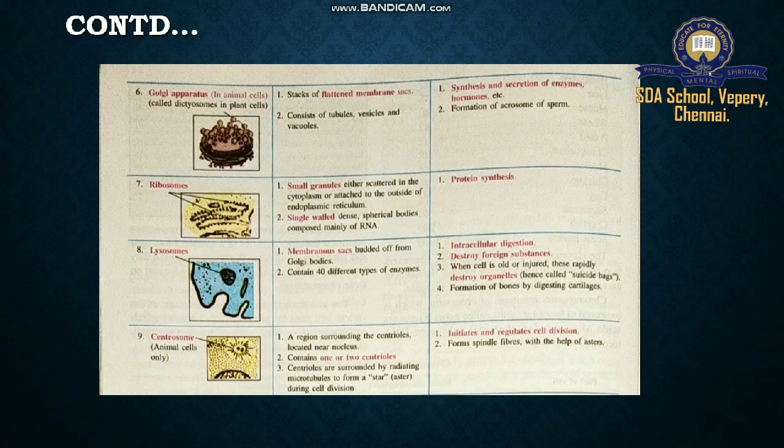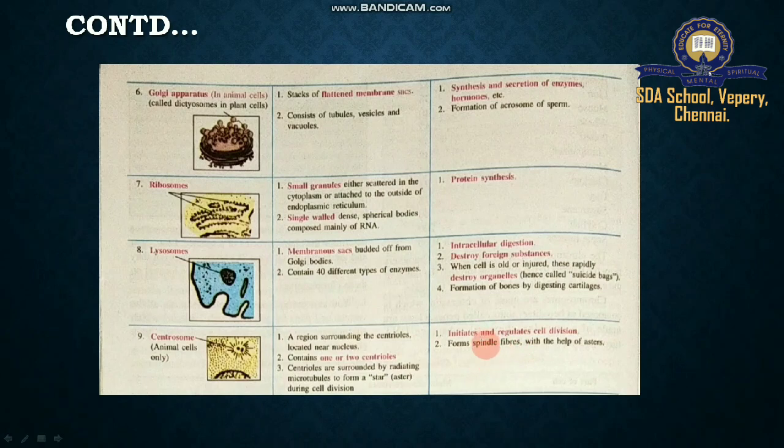During cell division, centrosomes play a great role in the formation of an aster. The function is to initiate and regulate cell division, and to form spindle fibers with the help of the aster, because during cell division an important event is the formation of spindle fibers.